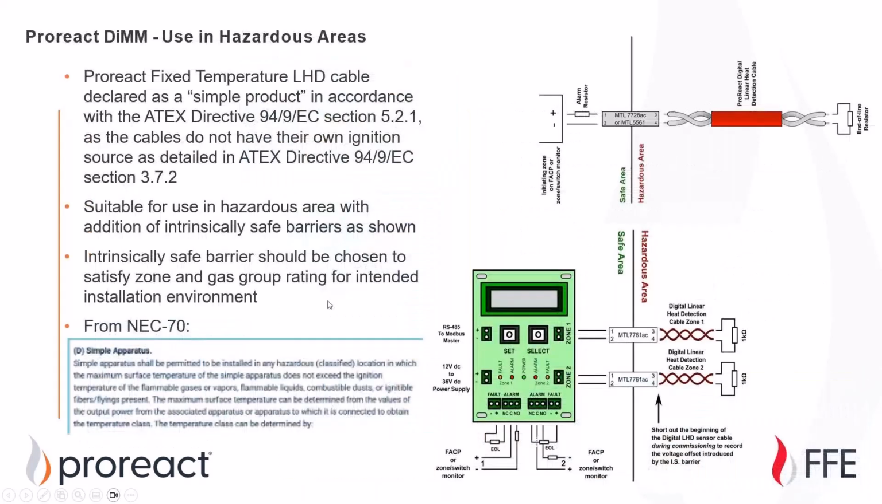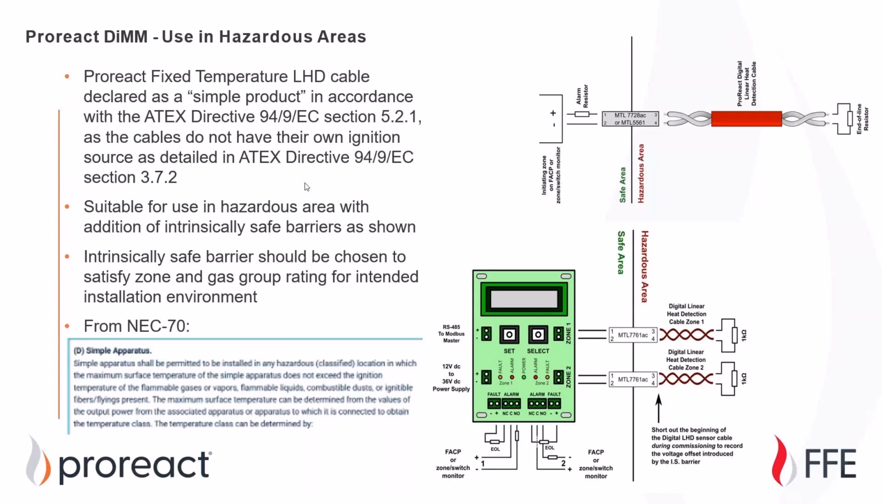So for your hazardous areas, the ProReact fixed temperature linear heat detection cable is declared by ATEX, the European directive, as a simple product, or a simple apparatus, as it's referred to in the NFPA standards. So that declaration exists because it cannot be a source for arcing. It's not carrying enough power, volts, amps combined, to cause arcing, to cause a spark.